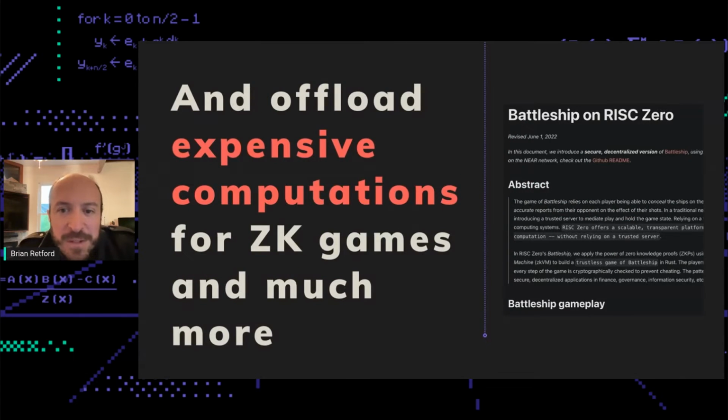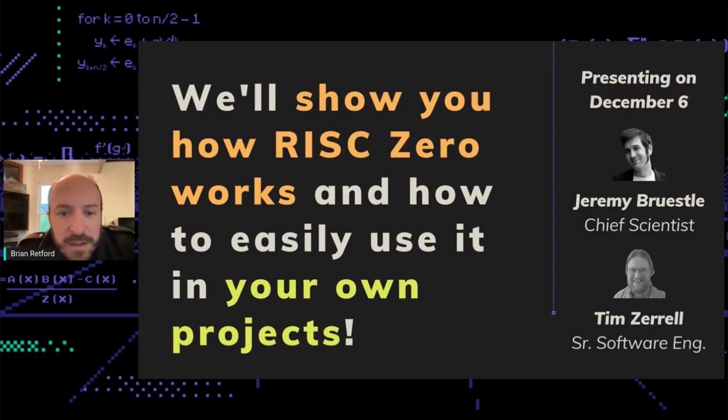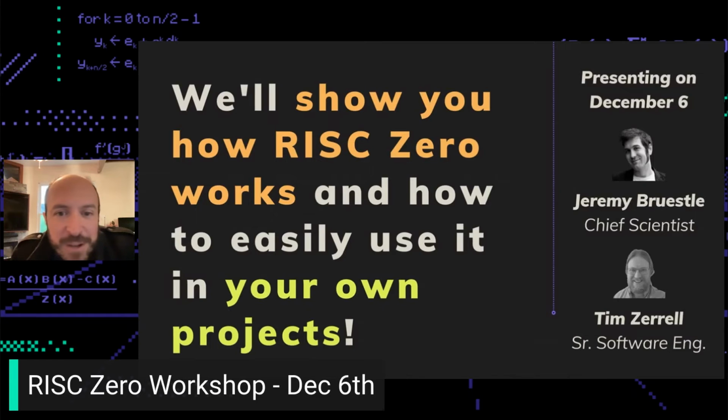You can also use this technology to build complicated logic in Rust and run it off chain and then easily verify it on chain. And we'll talk a bunch about how you can do that with RISC-0. The workshop will be presented by Jeremy Brewstall, our chief scientist, and Tim Zerl. And I really hope you'll join us for it and learn a bunch more about how you can use programming languages and libraries that you already know and that already exist to do exciting things in zero-knowledge cryptography. Thanks.